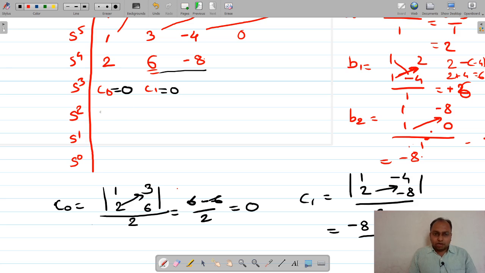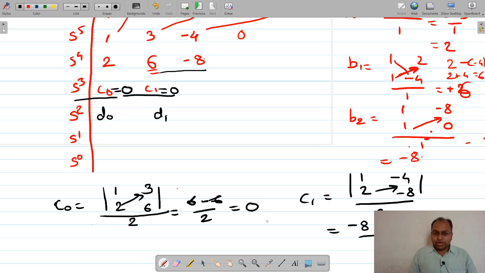But how to find out the D0 and D1? Can we find it out? Because all the values of this particular row are now becoming 0. So S3 row has become 0. Yes, all the elements of this row have now become 0. Is that fine? So how to proceed then?